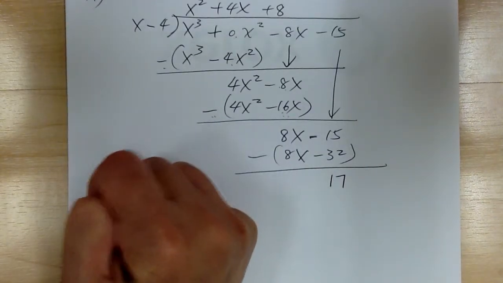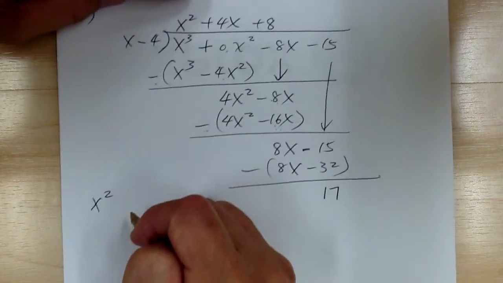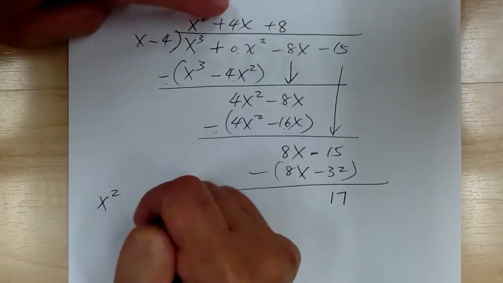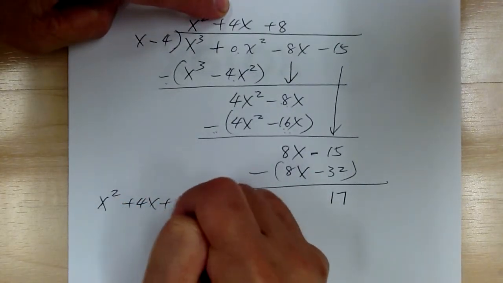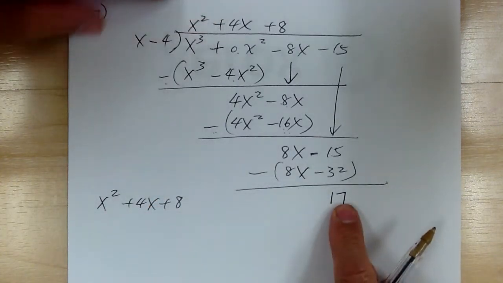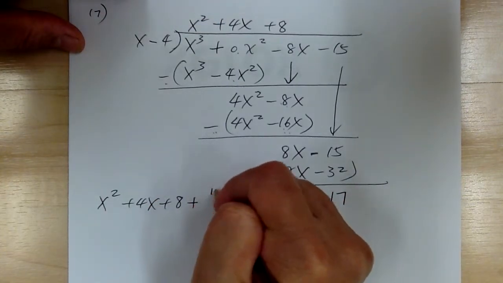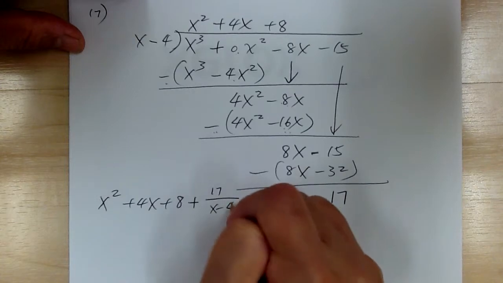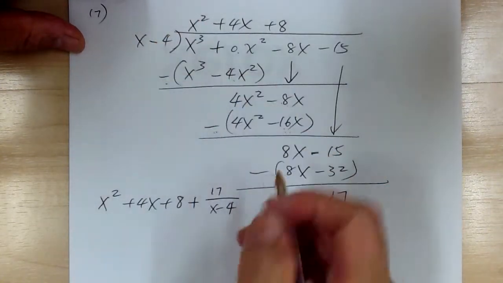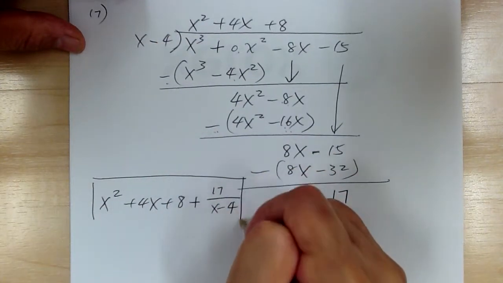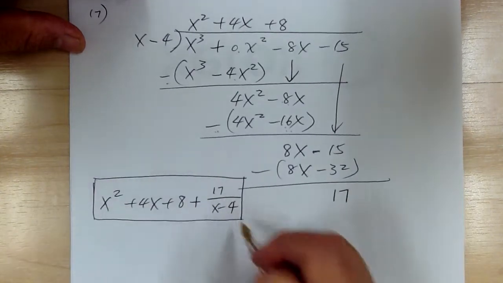So your answer would be x squared plus 4x plus 8. And your remainder is positive 17, so it would be plus 17 over x minus 4. Right, and just put this over this. And that's it for number 17.